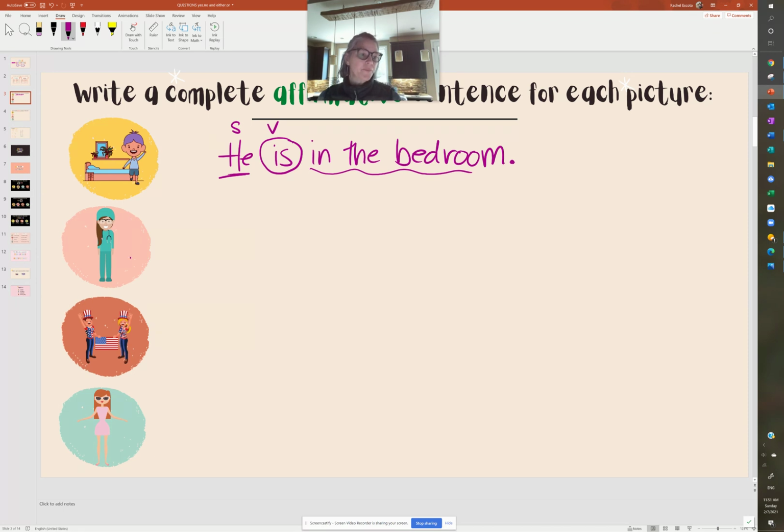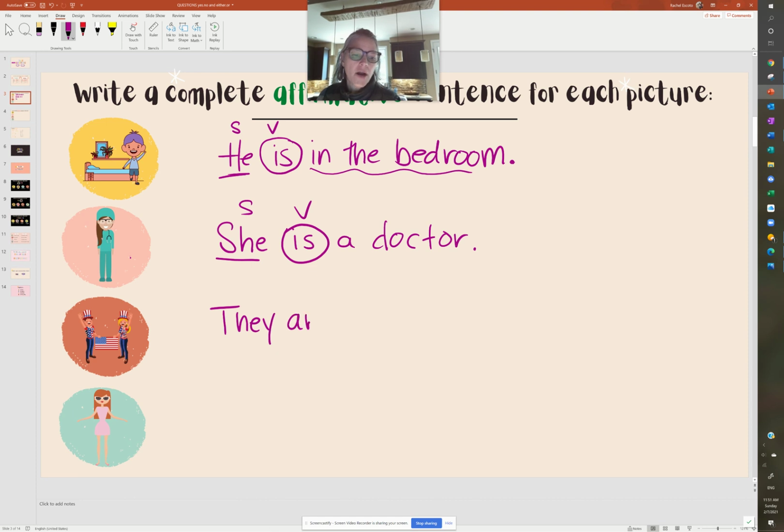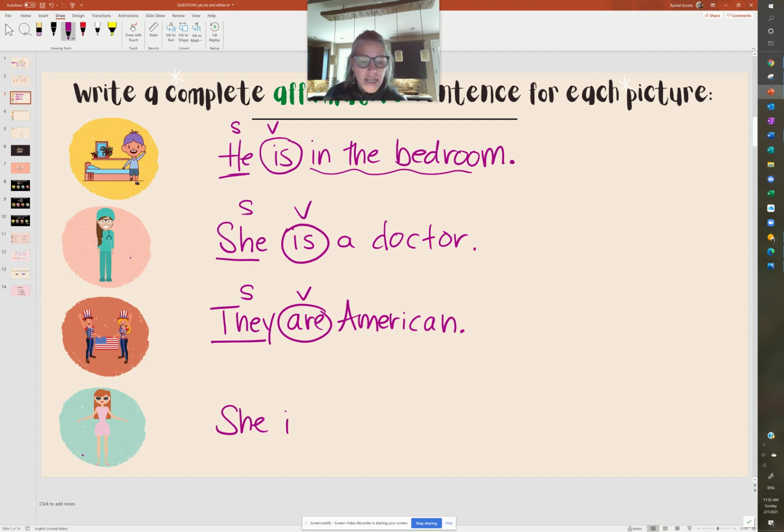How about for this picture? Well, we could say, she is a doctor. Okay, we have a subject and a verb and some additional information with the period. She is a doctor. These guys, let's say they are American, right? With their American flags, etc. They are American. We have our subject and our verb, right? Every complete sentence in English has a subject and verb. How about her? She is tall, let's say. She is tall. We have our subject and our verb. There we go.